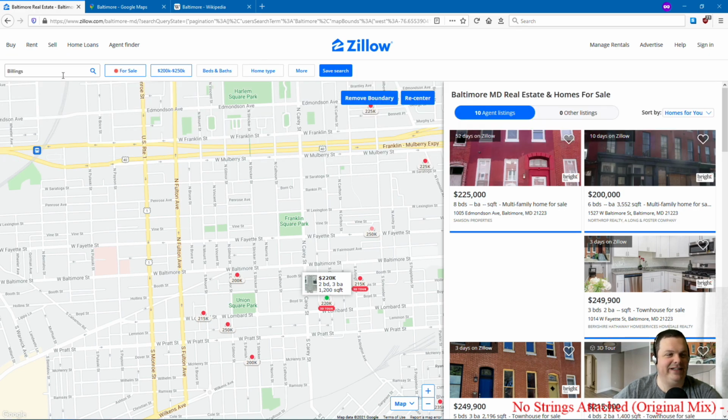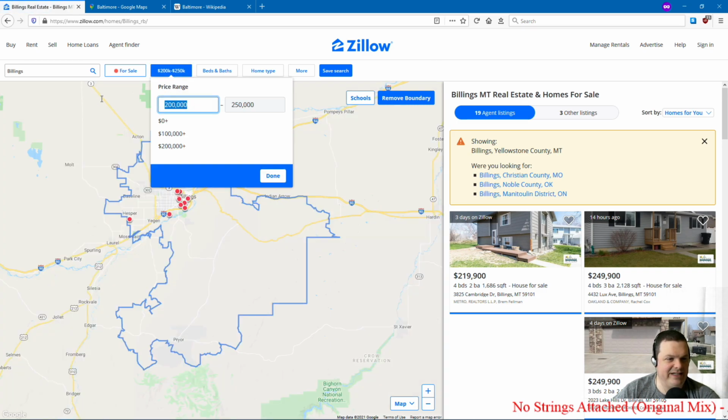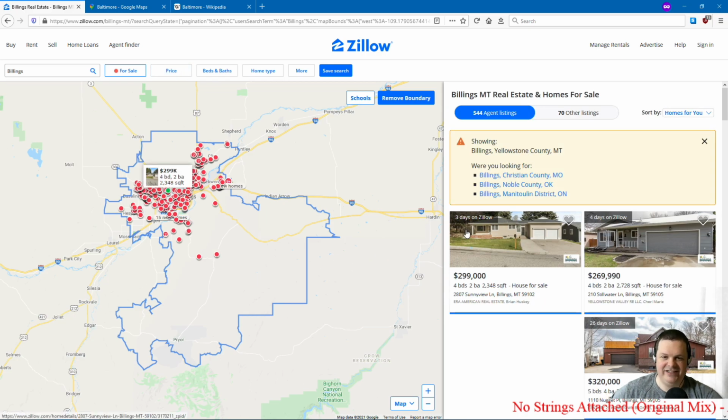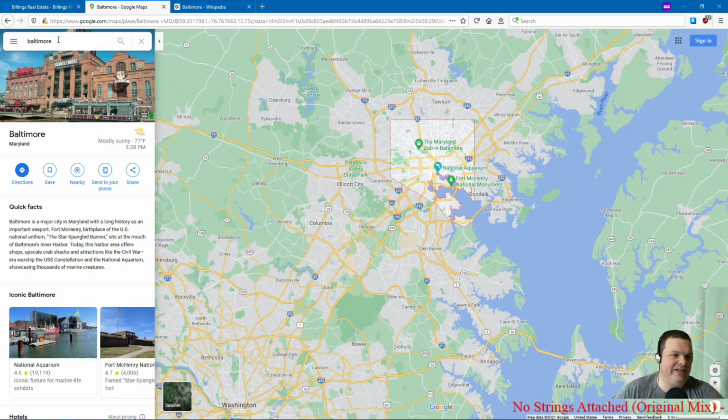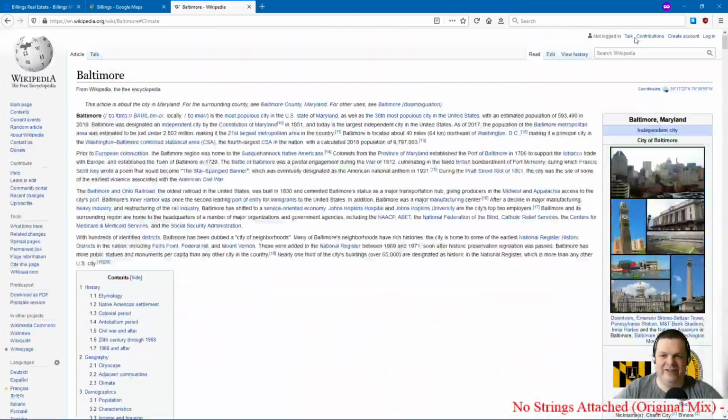I don't know anything about Billings. It's not a very big town. I know that, right? So we want to make sure we take these price limits out of here because we don't know anything about the Billings real estate market, so we can't make intelligent decisions. All right, so we need to go to Billings in Google Maps as well. And we need to go to Billings in Wikipedia too, because otherwise we won't have the necessary pieces of information to purchase housing in Billings.